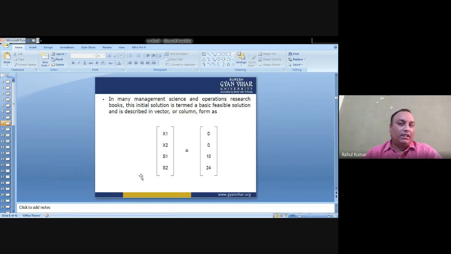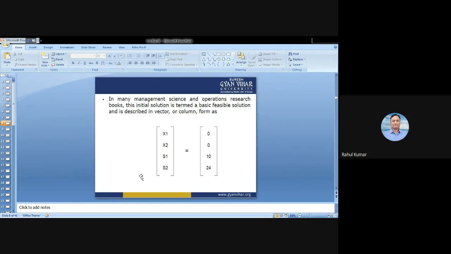Then we move to the other steps. In many management science and operations research books, the initial solution is termed a feasible solution, and it is described in vector or column form. Then it becomes x1, x2, s1, s2 equal to 0, 0, 10, 24, right? This is the vector form of the solution, right?